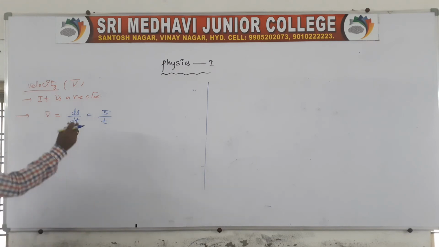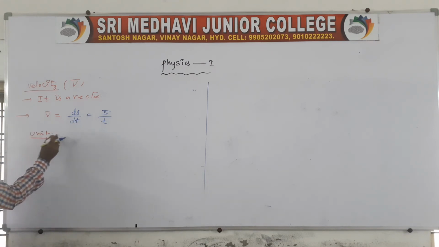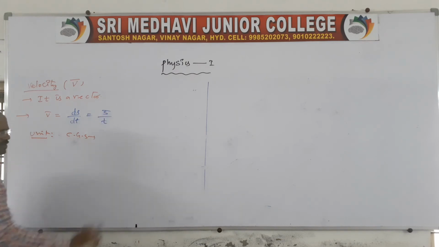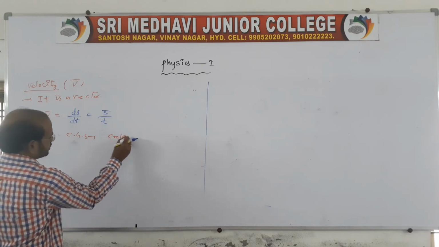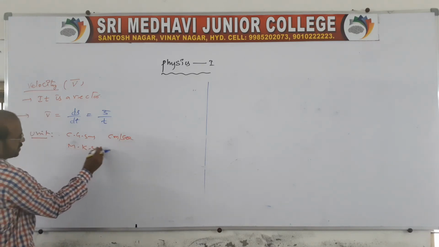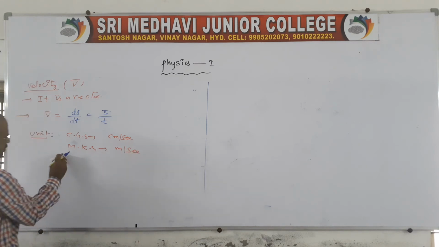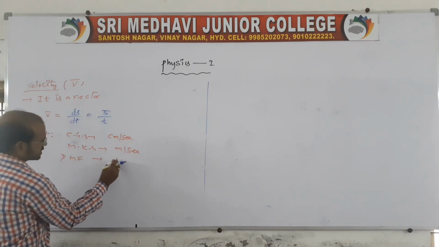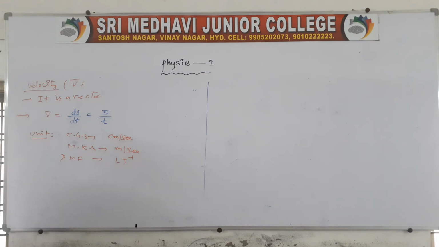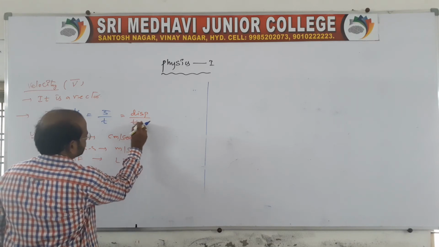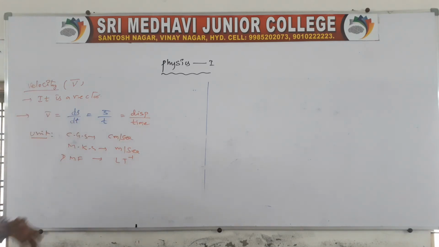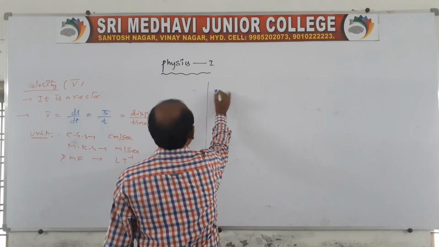Now coming to the point, here again we should write the units. CGS units, same as we know for speed: you write centimeter per second, and in MKS you take meter per second, and the dimensional formula will be LT power minus 1. And usually it is the rate of change of displacement, that is v is equal to ds by dt, or simply displacement by time also we can say. Clear?